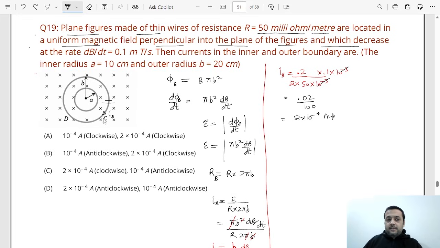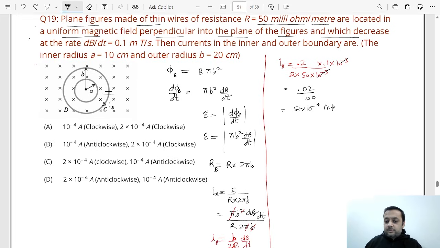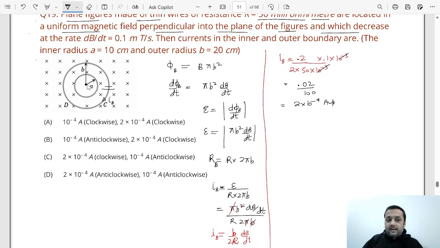Now look, as I said, the current is directly proportional to the radius. The inner radius is half of the outer radius. A is half of B. So directly we can say that the current in the inner circle will be half of this value. That means it will be 10 to the power minus 4 ampere, because current is proportional to the radius, and the direction will also be the same. Why? Because in the inner circle also, the inside-going flux was decreasing. So you have to keep your thumb inside, and its curling sense will be clockwise. We have to find inner and outer. So inner will be 10 to the power minus 4 and outer will be 2 into 10 to the power minus 4. So option A will be the correct answer.